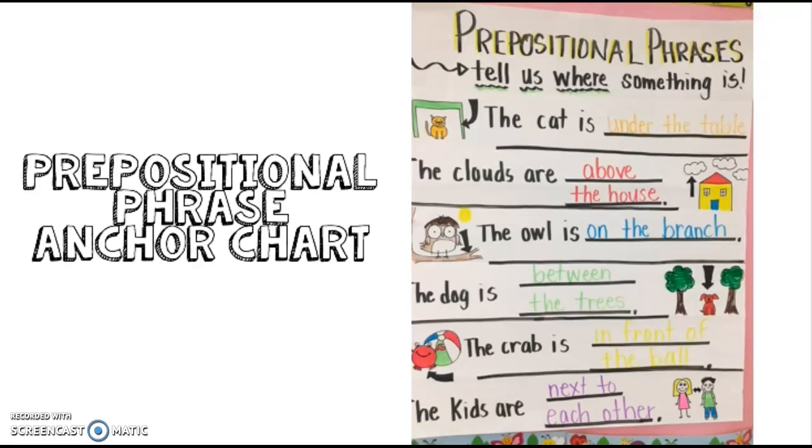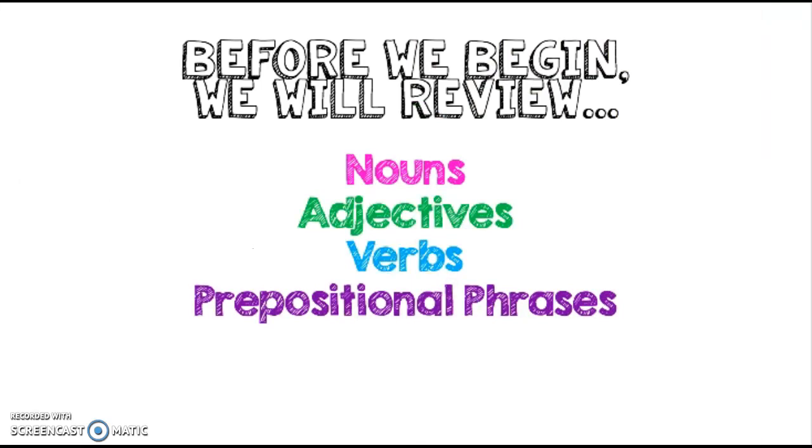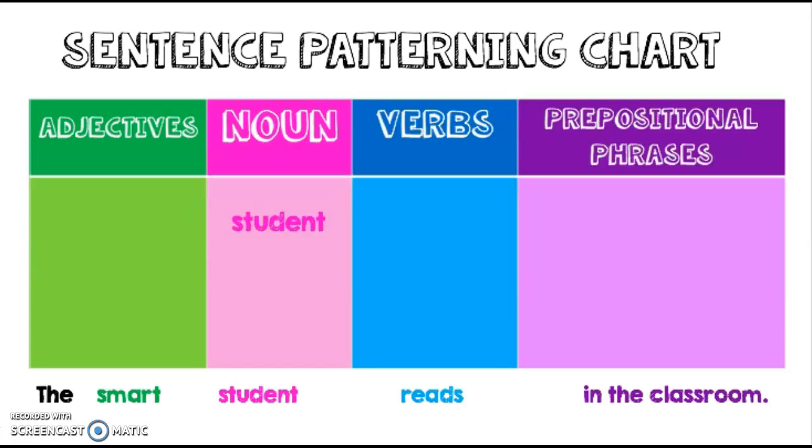Finally, when you have reviewed all of those 4 parts of speech, the nouns, the adjectives, verbs, and prepositional phrases, then you can get into your sentence patterning chart. And here it is. So, for the sentence patterning chart, it's important for you to color code it.